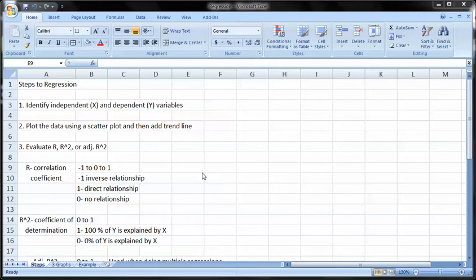By adding the trend line, you add a check upon yourself, because it'll give you the equation and your r squared. So as you go through the analysis, you have something to check up on and to make sure you're doing it correctly.